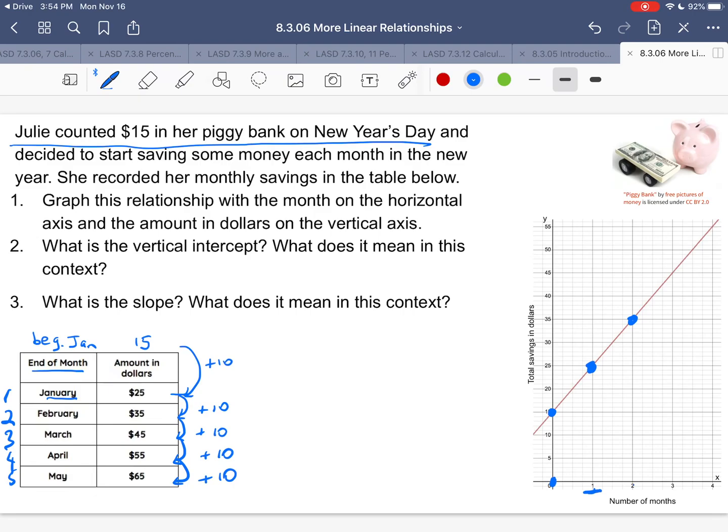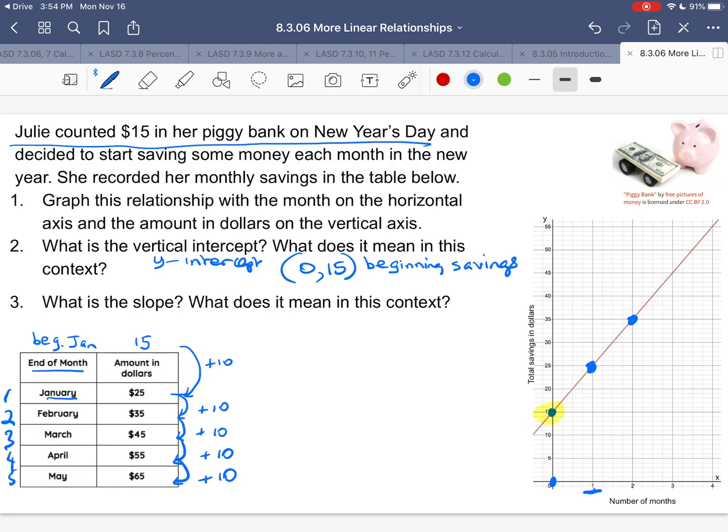The vertical intercept is this point here. It's the point where the line representing the situation meets the y-axis. It's called the vertical intercept. Sometimes you'll see it called the y-intercept as well. And in this case, the coordinates for it are 0 on the x-axis and 15 on the y-axis. And in this context, it means her beginning savings, her beginning amount of money in her piggy bank. So I'm just going to say beginning savings.